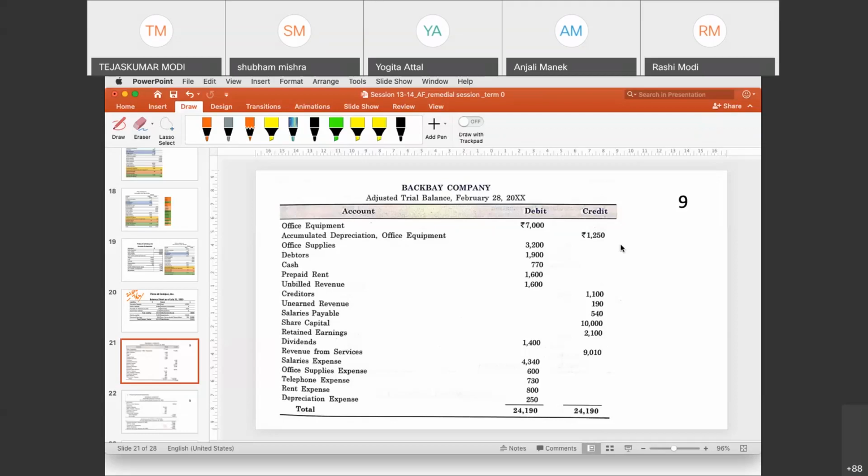Revenue from services is a credit balance. Revenue and income are credits. Salary expense, office supplies expense, telephone expense, rent expense, depreciation expense, all these are expenses. So transfer all the incomes and expenses to the income statement. Transfer all the assets, liabilities, and equities into the balance sheet and tell me the profit as well as the balance sheet total, please. Students, please participate and tell me. I'm giving you 2-3 minutes.